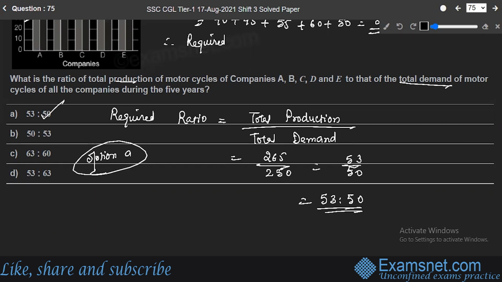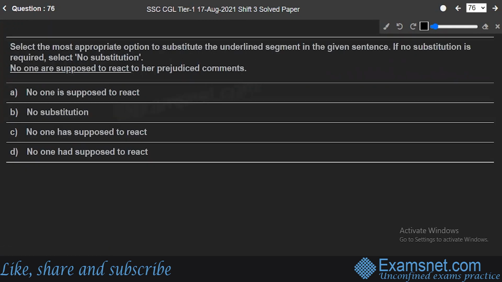Hope you're clear with this. Now let's move to the next question number 76. We are going to have some good English questions, right? Let's get ready to solve some English questions now. The first question of English says, select the most appropriate option to substitute the underlined segment of the given sentence. If no substitution is required, you will select no substitution. Let's read the sentence. It says, no one are supposed to react to her prejudiced comments. So which one should this be replaced with: no one is supposed to react, no substitution is required, no one has supposed to react, no one had supposed to react.